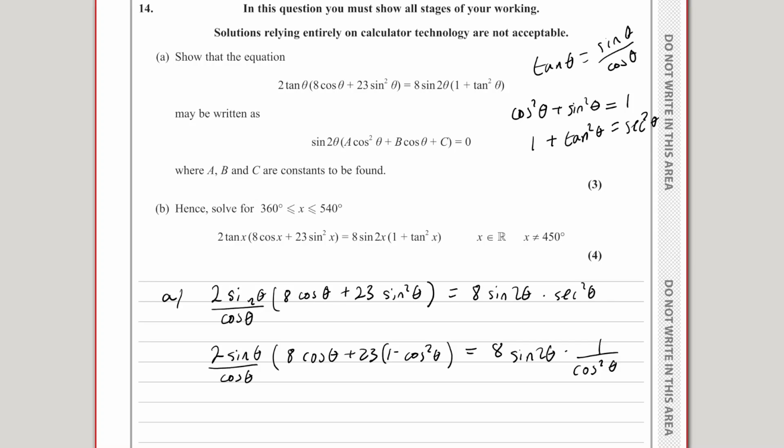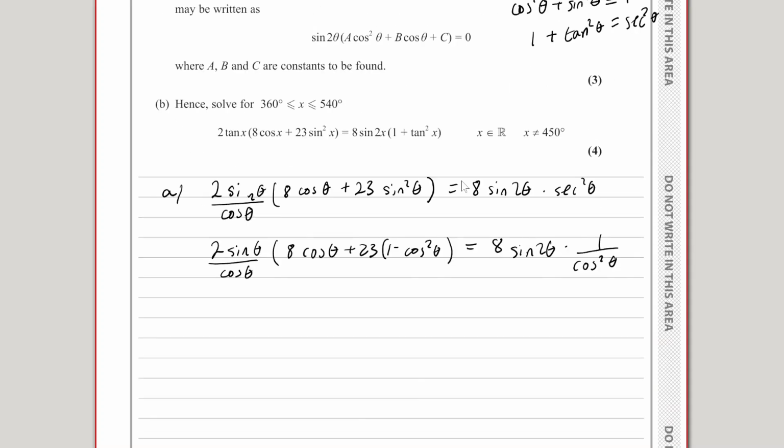I'm going to multiply both sides by cos squared theta. So I have 2 cos squared theta sine theta over cos theta, which is just 2 sine theta cos theta times 8 cos theta plus 23 minus 23 cos squared theta equals 8 sine 2 theta. And 2 sine theta cos theta is also sine 2 theta.